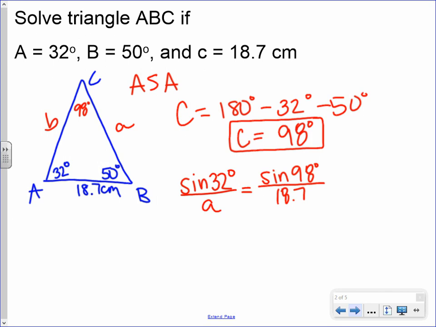Okay? Now, we have a proportion. You all have solved proportions many times. I'm going to go through the work step by step, but then there's going to be a point where you've done this so much where you write this, because you need to at least show me how you set the problem up, and then you're going to plug into your calculator. But don't forget that when we solve proportions, we're going to cross multiply. So A times the sine of 98 degrees equals 18.7 times the sine of 32 degrees.